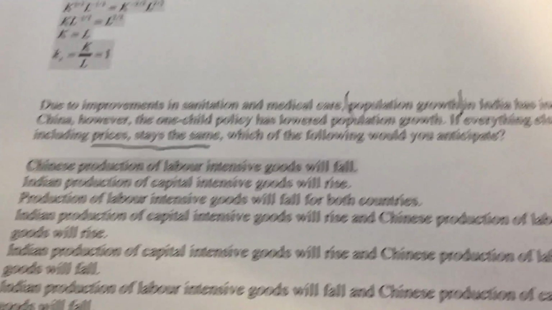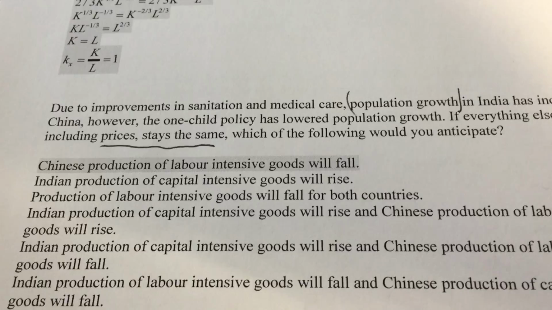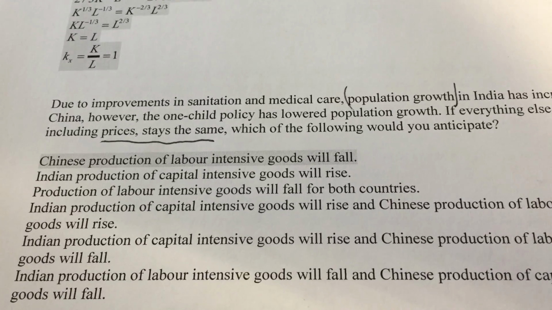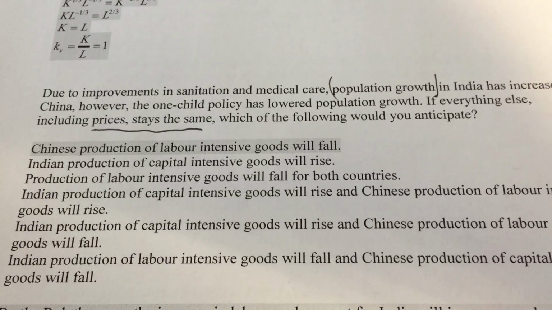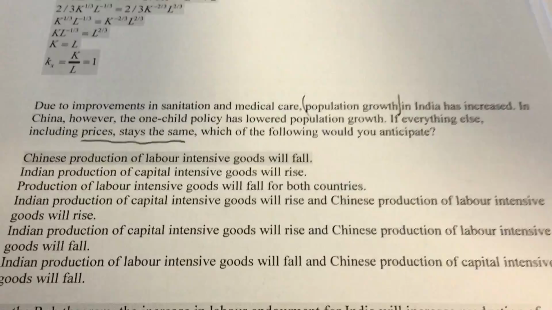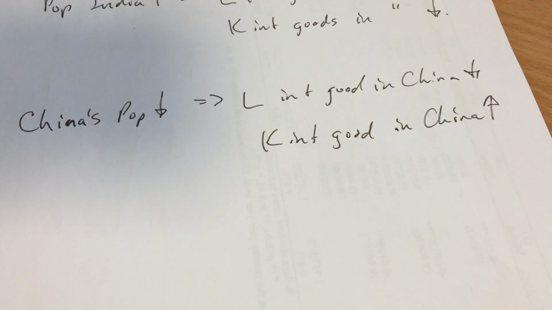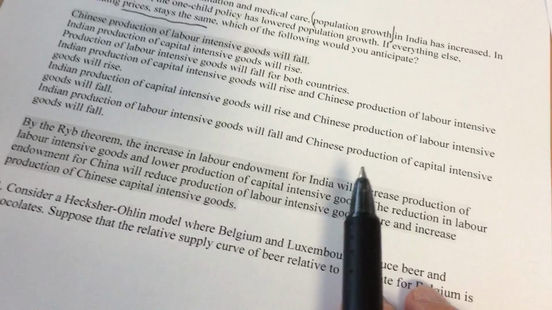Where are we? Chinese production of labor-intensive goods will fall. Yeah, that's one of our predictions. Indian production of capital-intensive goods will rise. No, that will fall. Production of labor-intensive goods will fall for both countries. That's not true. It goes up in India, etc. So you can go through, and each of these statements has at least something wrong with it, except for the first one: Chinese production of the labor-intensive good will fall. That is due to the Rybczynski theorem.